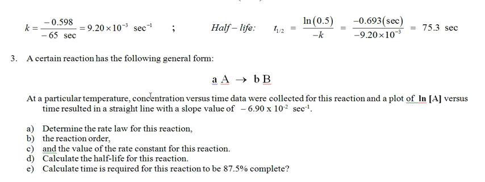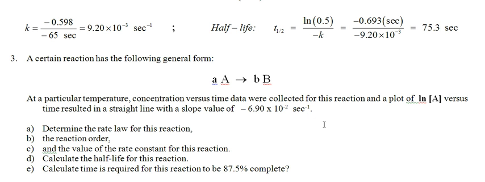Alright, so it says that at a particular temperature, concentration versus time data was collected for this reaction, and a plot of the natural log of A, that's a very big hint, versus time resulted in a straight line with a slope value of negative 6.9 times 10 to the negative 2. Based on that information in word form, not a picture, you should recognize that that is a first order reactant.